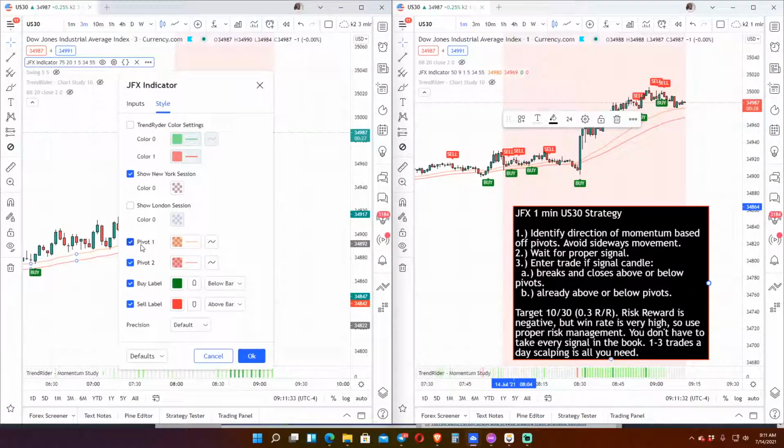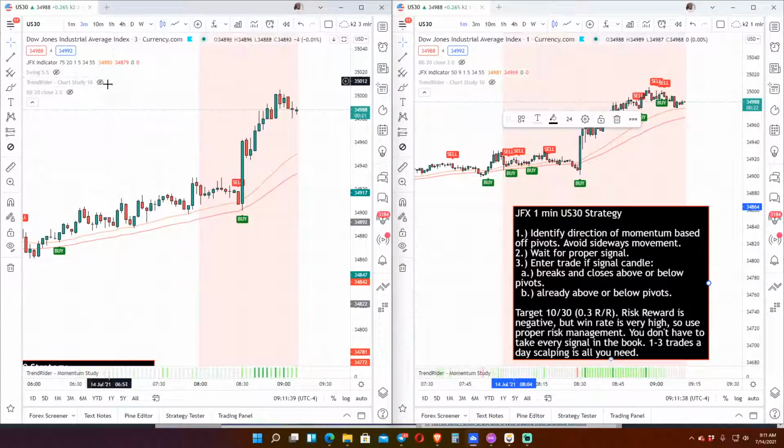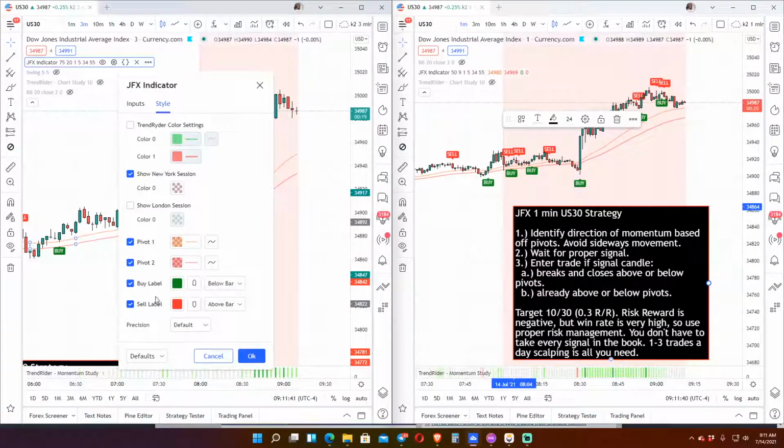And then, like I said, the two pivot lines right here, as you can see, and I'll explain those in a second. And then we also have the buy and sell signal labels.